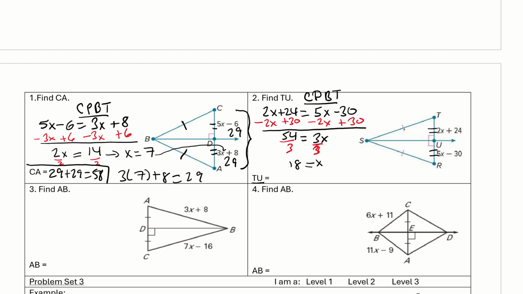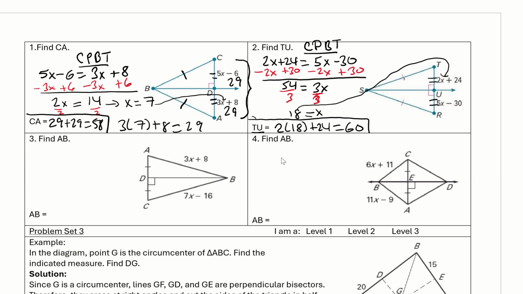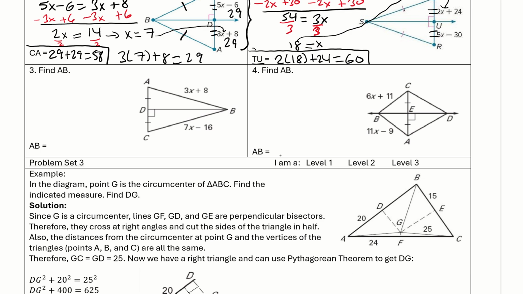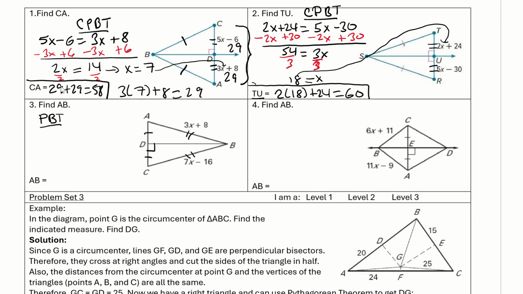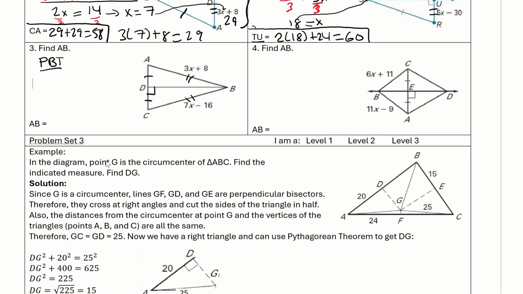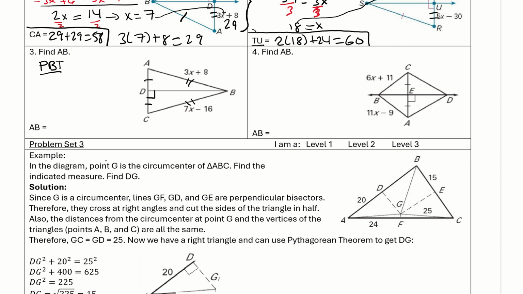You want to look for TU, right? So we got to plug this in here. So this is 2 times 18 plus 24, which is going to be 60. All right. Number 3, again, so this one, if these are congruent and then this is a right angle, then these are congruent. That is the perpendicular bisector theorem. Okay, so you need to know the difference between the PBT and the CPBT, just in case, right, when you're looking at a proof or something like that, or explanation. But either way, the result is the same. We set the equation equal and we solve, right?